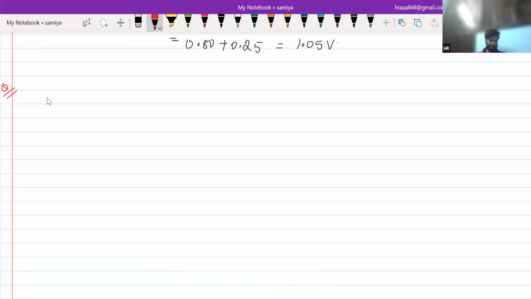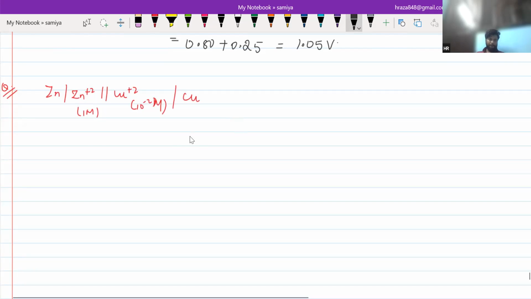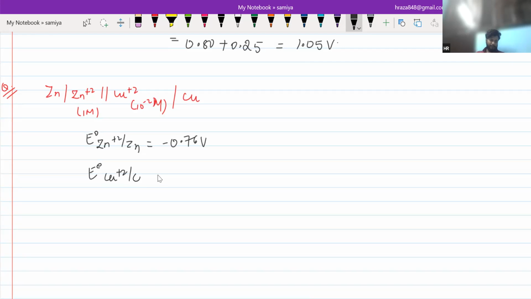I'm going to give you another question. That is basically Zn slash Zn plus 2, 1 N, double slash Cu plus 2, 10 raised to the power minus 2 N slash Cu. It is also given that E naught Zn plus 2 slash Zn is equal to minus 0.76 volt, and E naught Cu plus 2 slash Cu is equal to plus 0.34 volt. Calculate E naught cell.